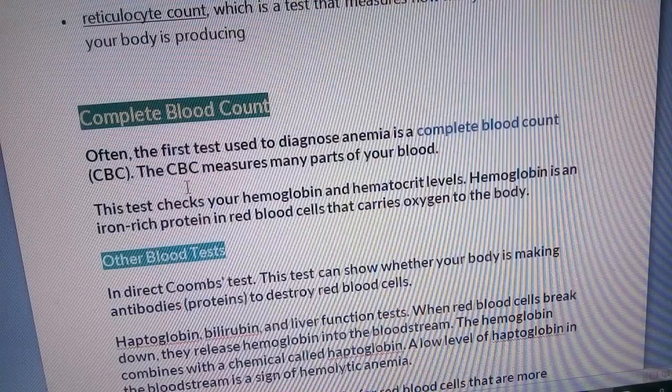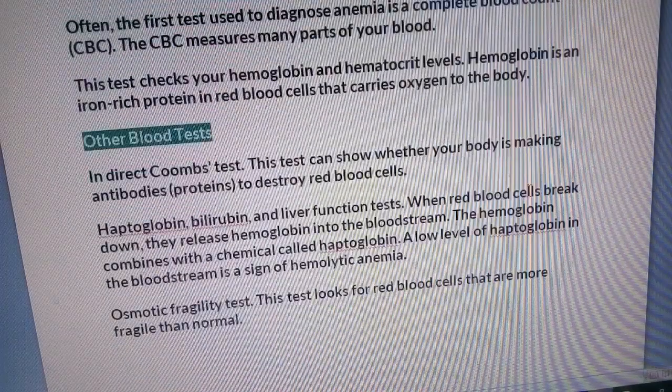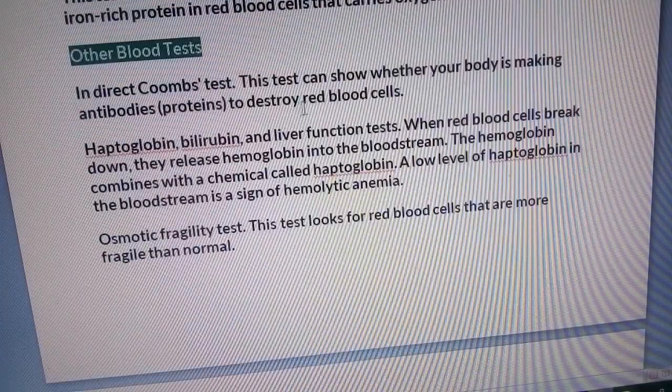The CBC, or complete blood count, measures many parts of your blood. This test checks your hemoglobin and hematocrit level. Hemoglobin is an iron-rich protein in red blood cells that carries oxygen to the body. What are other blood tests? Indirect Coombs test. The test can show whether your body is making antibodies to destroy red blood cells. Haptoglobin, bilirubin, and liver function test.